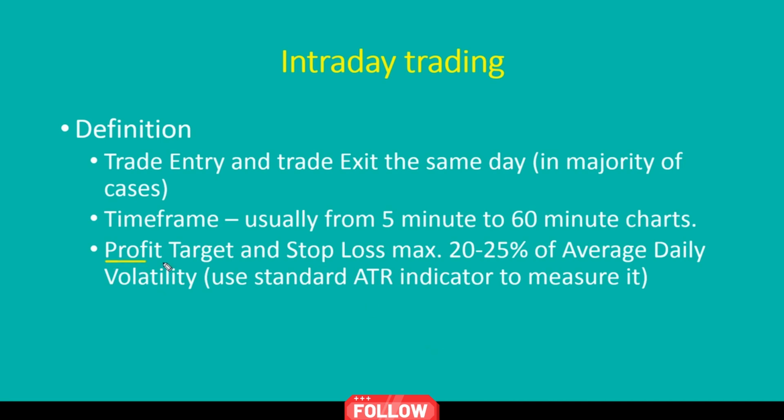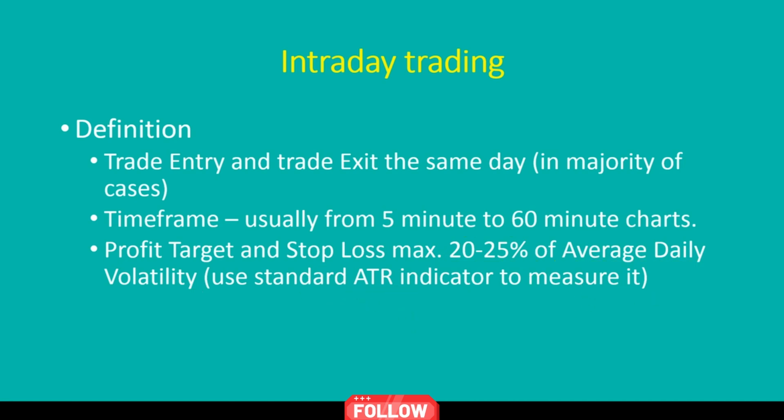Now, because you want to be quickly in and out of the trade during one day, you need to set your profit target and stop loss accordingly. And the maximum value of the profit target or stop loss should be around 20 to 25% of average daily volatility. This is the maximum. You can go, for example, to 10% to 25% of average daily volatility.